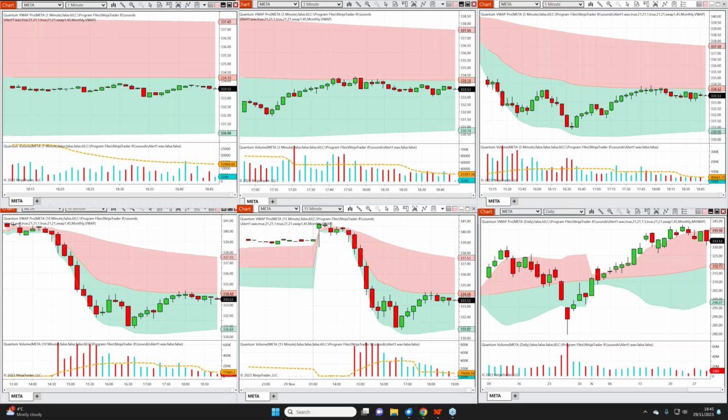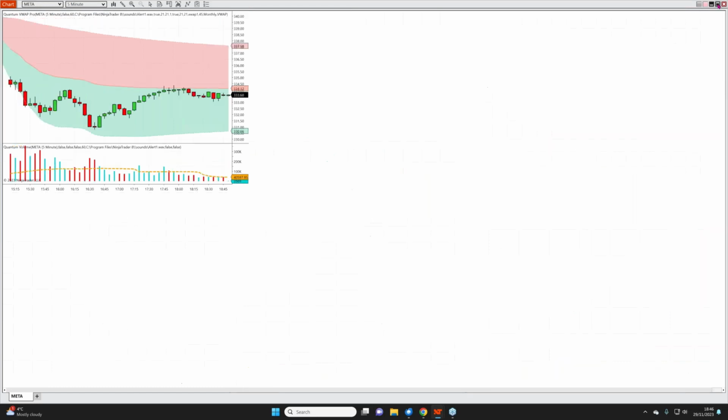So this is the workspace with the VWAP. Now the VWAP is a go-to indicator. If you're a stock trader, it is very much the go-to indicator. And what we've done with it is, let's just open one of these up. Let's go to the 5-minute, make it bigger, easier to see. There we go.